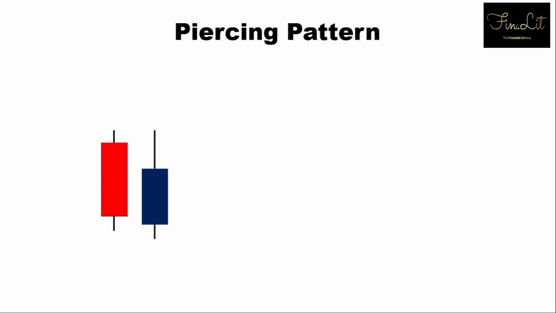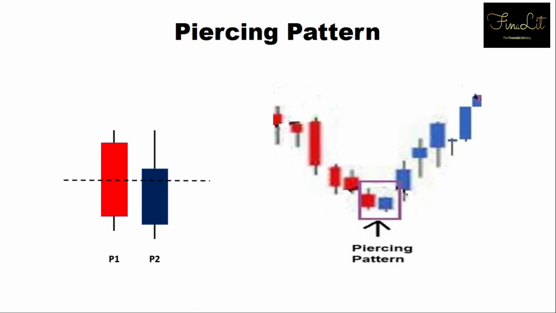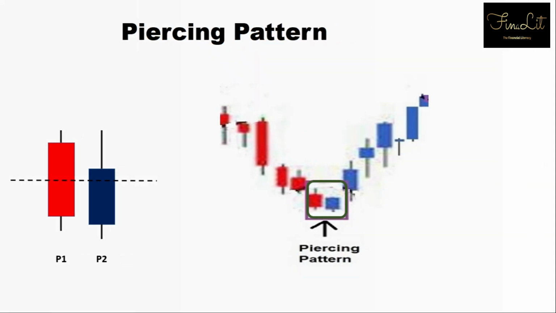Piercing pattern. The piercing pattern is very similar to the bullish engulfing pattern, except that P2's blue candle engulfs at least 50% and below 100% of P1's red candle.